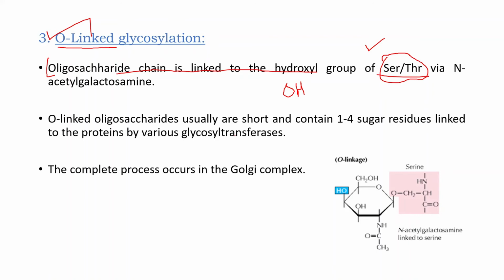O-linked oligosaccharides are usually short and contain 1 to 4 sugar residues. These are also linked to one another by glycosyl transferases. The complete process occurs in Golgi, I already told you.